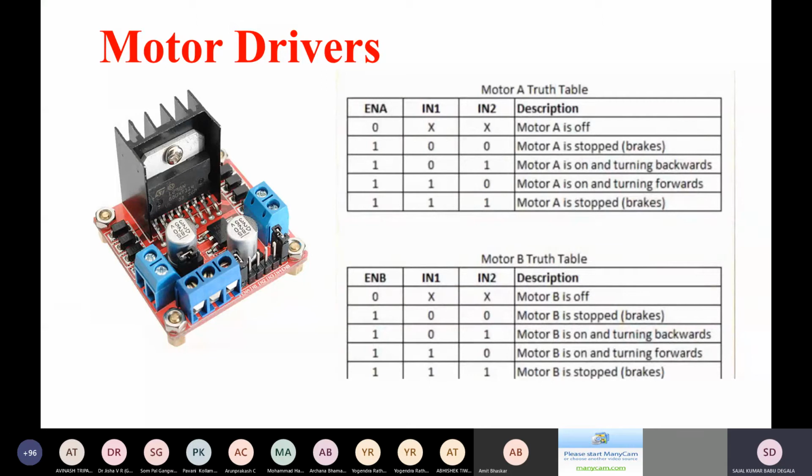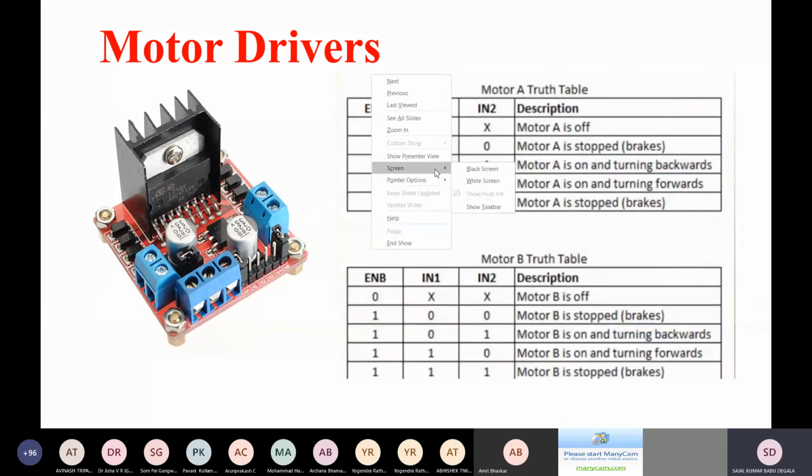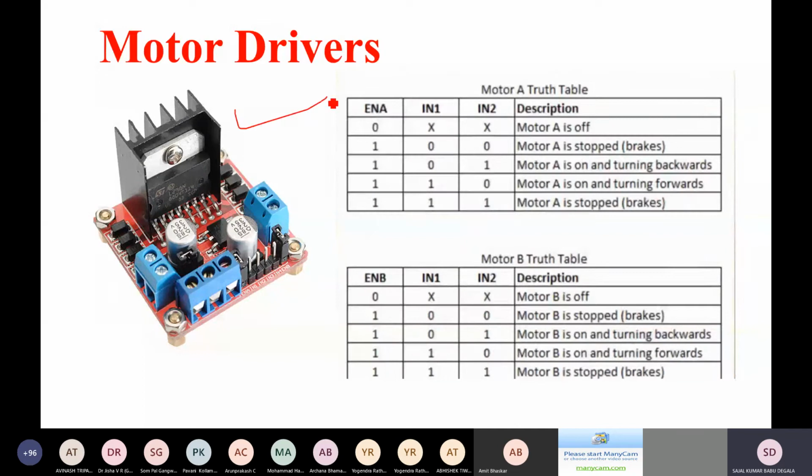Depending upon the application, there are different types of motor drivers like the L298N. You can see on the screen, this is the L298N motor driver IC. Apart from that, we have the L293D. These are going to control a motor up to 2 amps, so you can use them easily for a stepper motor or a servo motor. I think you people know about stepper and servo motors. For stepper motor and servo motor applications, you can use this up to 2 amps.